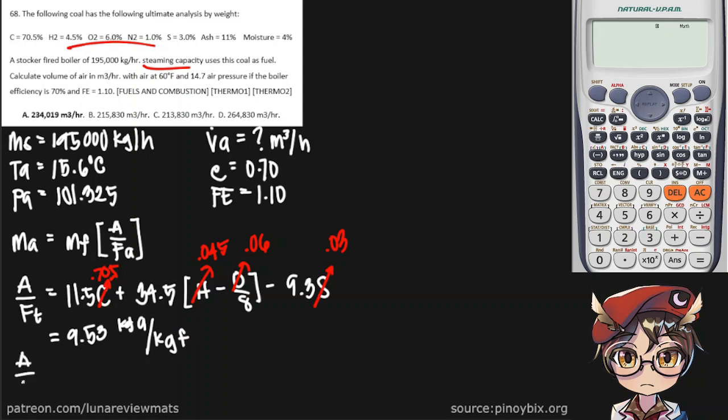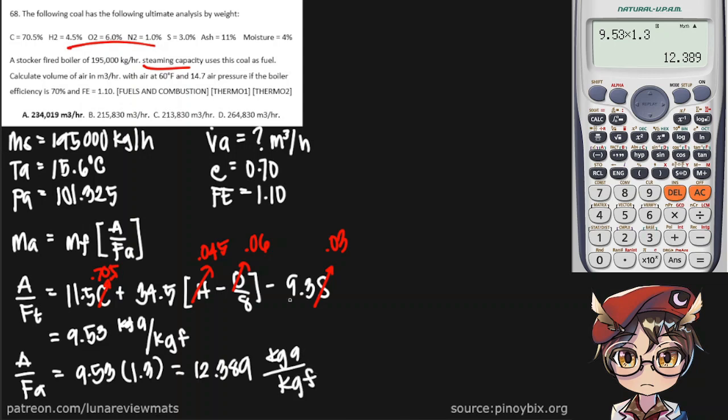So to find our actual air-fuel ratio, we simply multiply our theoretical air-fuel ratio by 1.3. 1.3 is the empirical average, so this will do. 9.53 times 1.3, and that gives us 12.389 kilograms of air per kilogram of fuel as our actual air-fuel ratio. So we now have this.